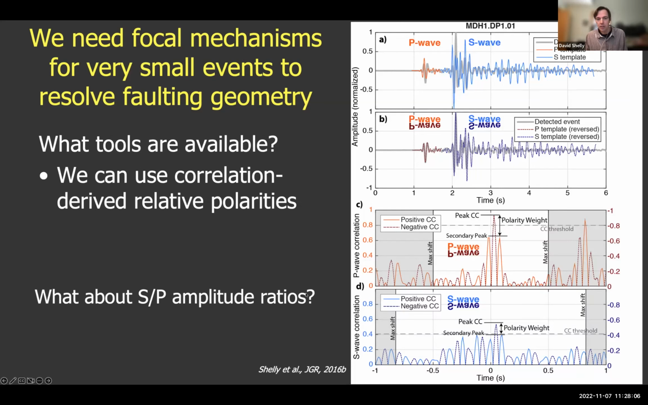But the other kind of data that's often used for focal mechanisms are S to P amplitude ratios. So we wanted to explore what could be done, in the context of this kind of correlation-based processing that we're using. What could be done to try to get S to P amplitude ratios for these events?